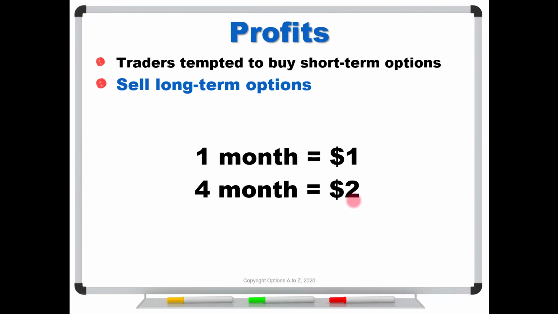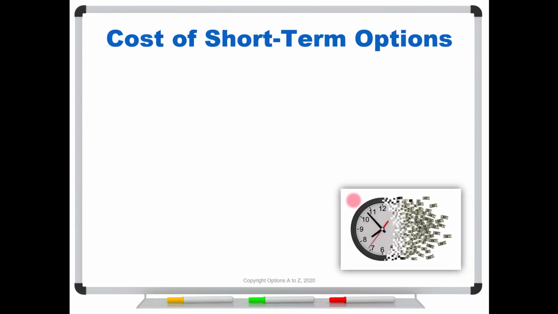So again, this shows why it's better for the option buyers to buy longer dated options and for the option sellers to sell the shorter dated. So now that you have the basic idea of the pricing relationship, let's answer the main question of this video. What is the cost of short-term options? How much faster do they decay?